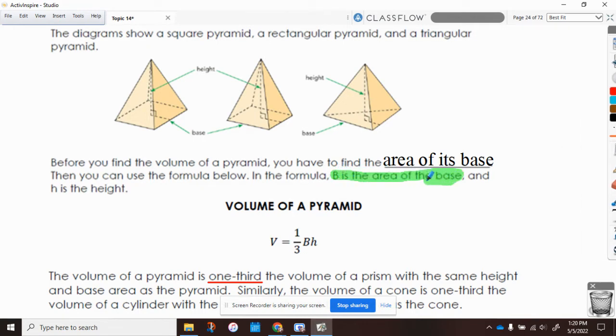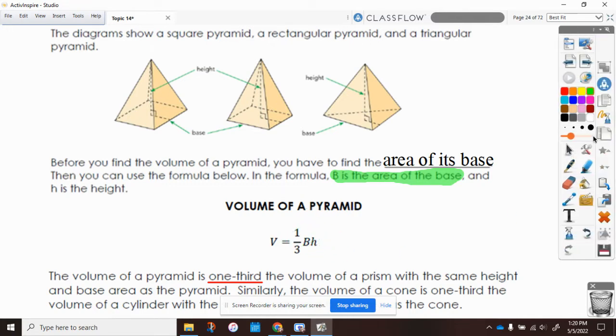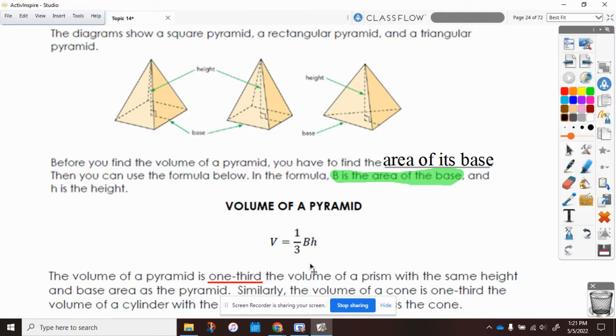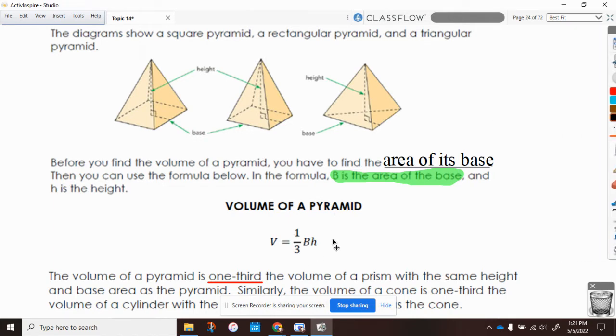Capital B is the area of the base. So whenever I refer to capital B or whenever I refer to an area, that is what I'm talking about right there. This formula is volume of a pyramid equals 1/3 times the capital B times the height of the pyramid. The height is exactly what it sounds like: the distance from the tip, the point at the top of the pyramid, dropped straight down to the middle of the base. That's our formula: 1/3 times capital B times height.